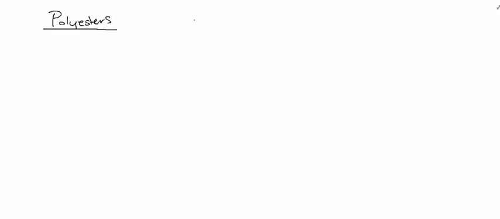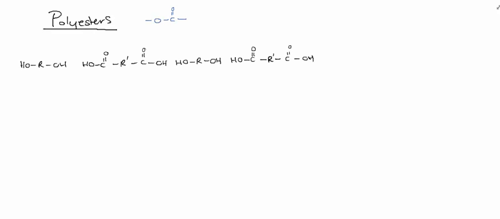Polyesters can be identified by an ester group within the chain which links the monomer units. You recall that an ester group is formed when an alcohol or a hydroxyl and a carboxylic acid join together. So if we have a look here, I've got a series of monomer units.